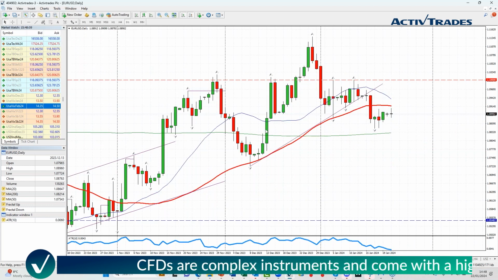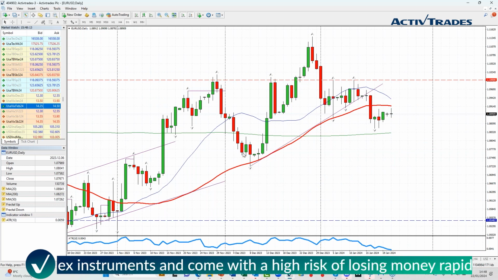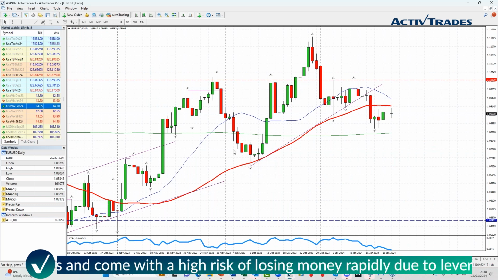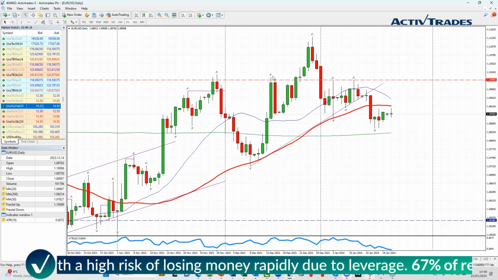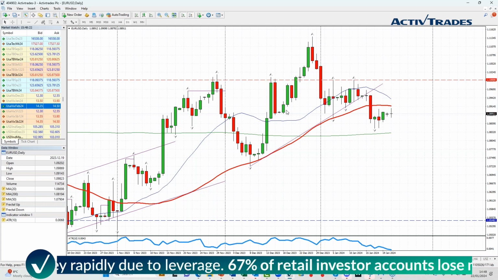A fractal is a 5 candle pattern. This down fractal here is invariably lower than the 2 candles before and the 2 candles after. This up fractal is higher than the 2 candles before and the 2 candles after.